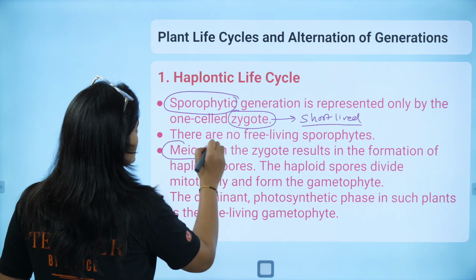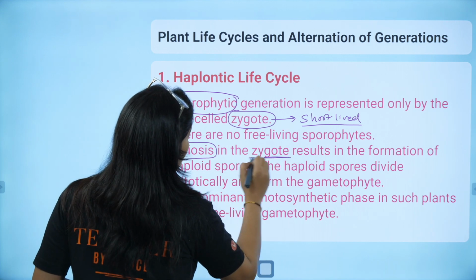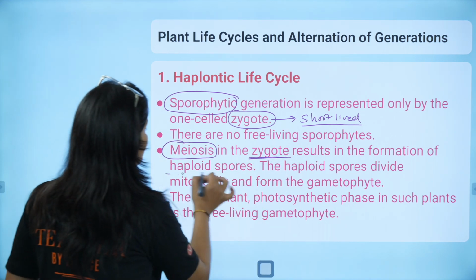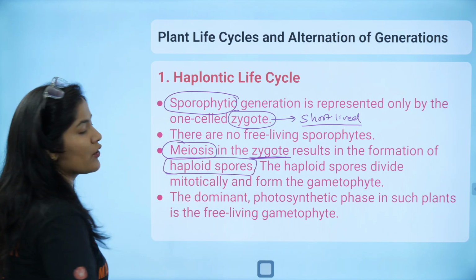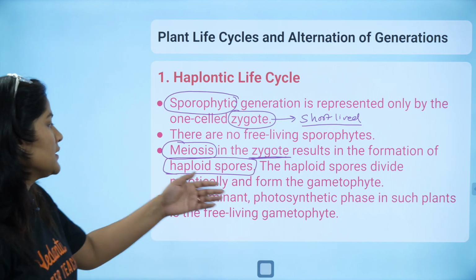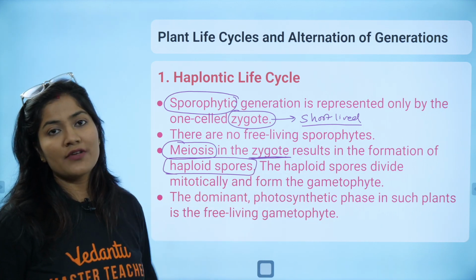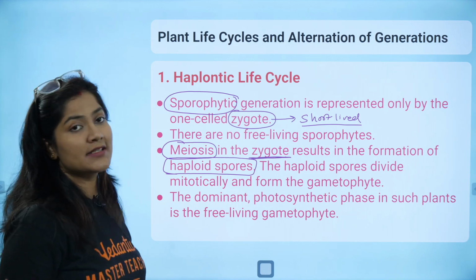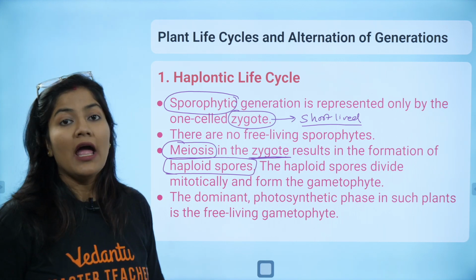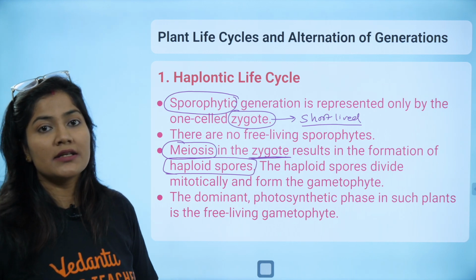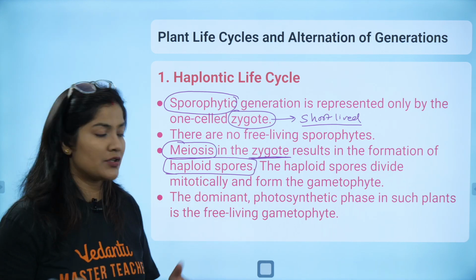This zygote will quickly undergo meiosis to produce your spores. So meiosis in the zygote, your sporophyte shows meiosis. So inside the zygote meiosis will happen, and it will result in the formation of your haploid spores. These spores will result in the formation of gametophyte. In such kind of haplontic life cycle, gametophyte is your main plant body that is photosynthetic, that is going to perform all the function.